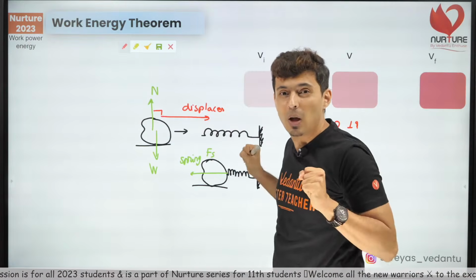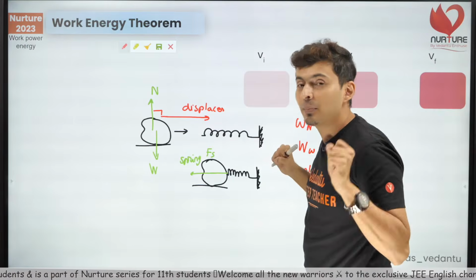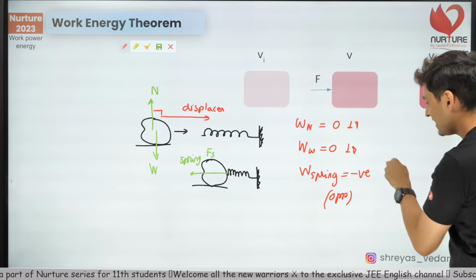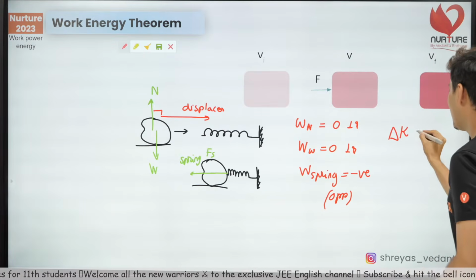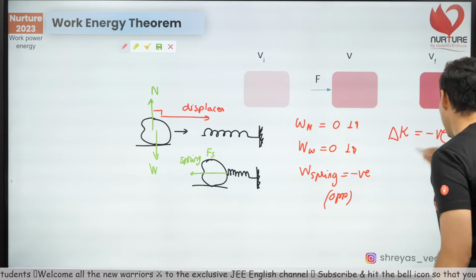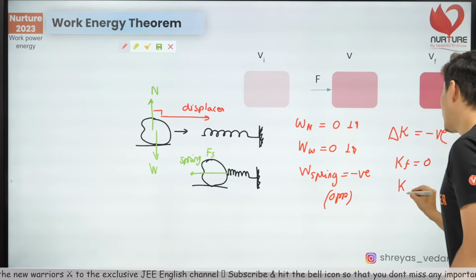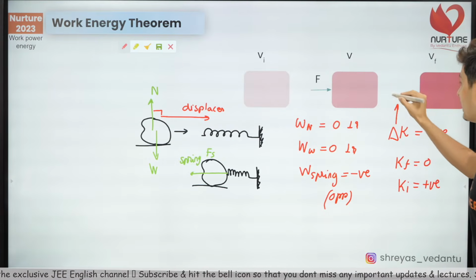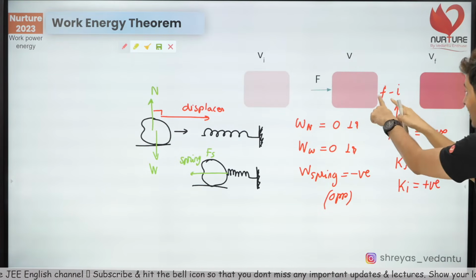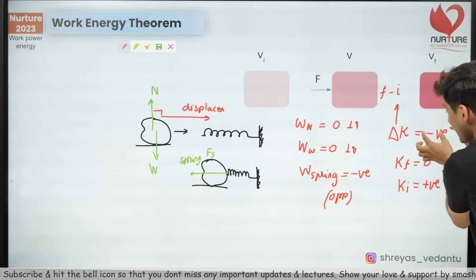Negative means absorb. You take it away. You are sucking away that energy. That's what the spring has done. So it's done negative work. So that has changed the kinetic energy. The change in the kinetic energy is also negative because the final is 0 and initial is positive. So final minus initial. Final is 0, initial is positive. 0 minus a positive number is a negative number.